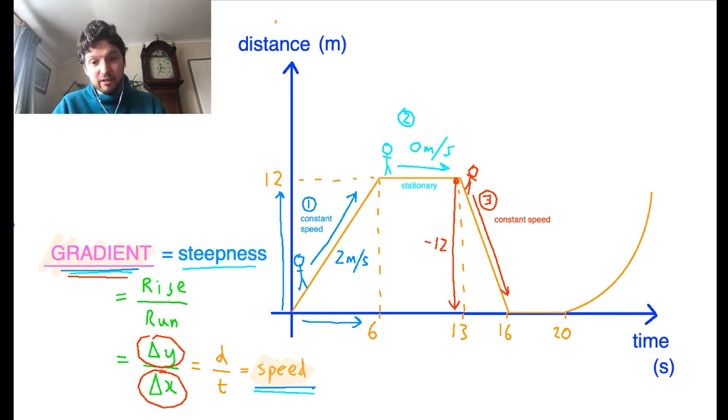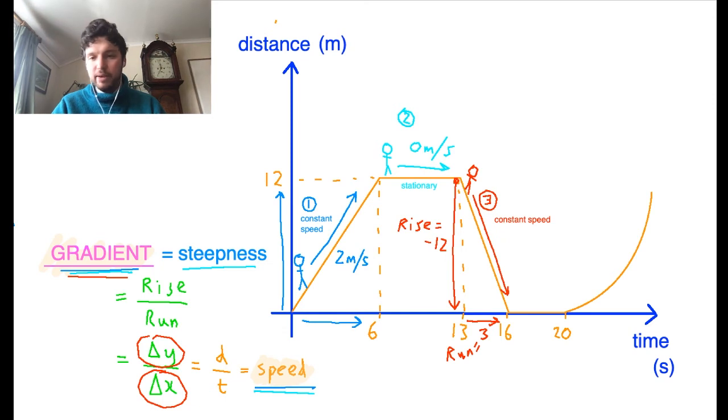And then the change in x is going to be from 13 across to 16, so that's going to be 3. You could also call this the rise. That's why I quite like the word rise for gradient, because you can see that the rise is negative because it's going downwards. So the rise is minus 12 and the run is 3.